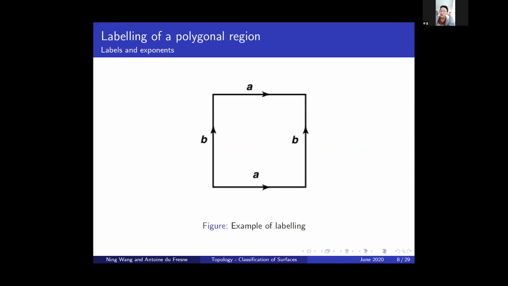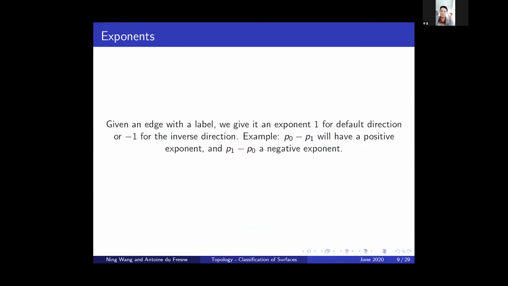And that is why we introduce the notion of exponents. Two possible directions are given, 1 and -1. 1 is for the normal direction and -1 is for the inverse direction. For example, the label given to P0, P1 will be 1 if the direction is from P0 to P1, and it would be -1 if it's from P1 to P0.